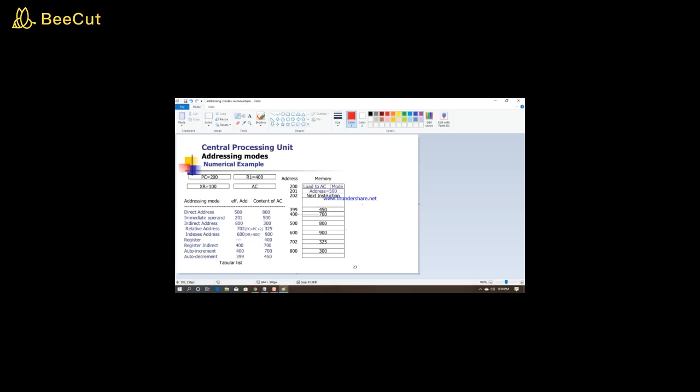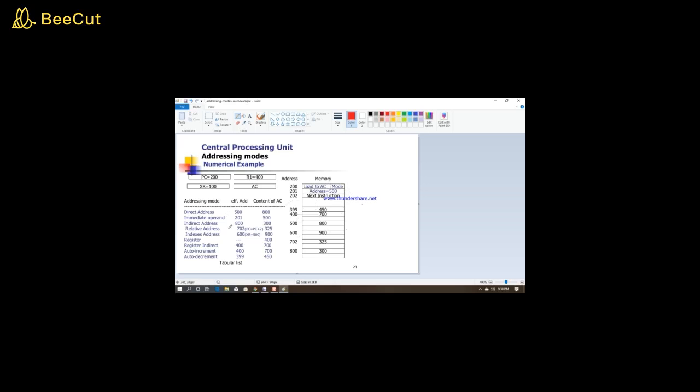So the numerical example is already given. This is the load to accumulator mode. The effective address by default starts from address 500, and the PC, program counter, starts from 200, 201, 202, and so on. Some values will be there by default. So here we will go for the next execution, the next instruction.